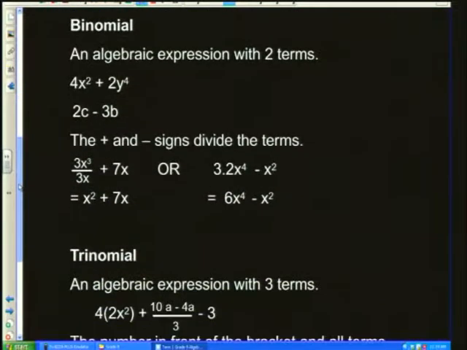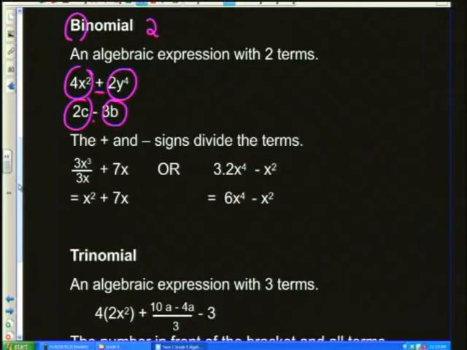Let's look at the binomials. By, like a bicycle that has two wheels, it is 2. Okay, binomial. So, we have a term there, and we have a term there. And you see there's a plus sign in between it that separates the two. So we have 1, 2 terms. There again, we have 2c and we have minus 3b with a minus sign in between that separates the two terms.